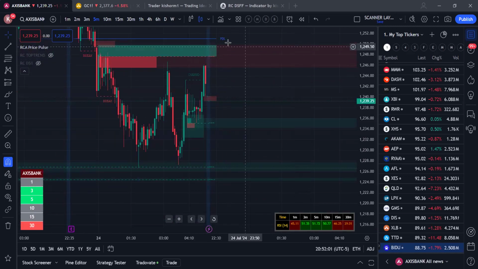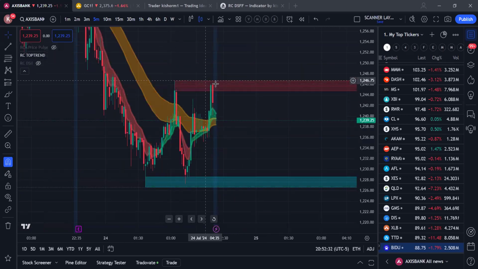So price is somewhere close to the sell order block. Your 1 minute is red, 15 is red, 30 is red. If 3 and 5 also turn red, they are close to 50. If it goes below 50, then basically it will start dropping. So there is a high possibility for Axis Bank to drop to minimum 1234 rupees or maybe 1226 rupees. So you can buy puts or you can short the stock.